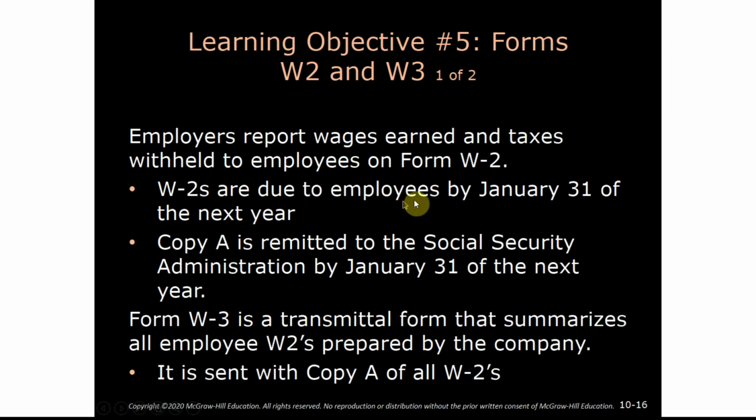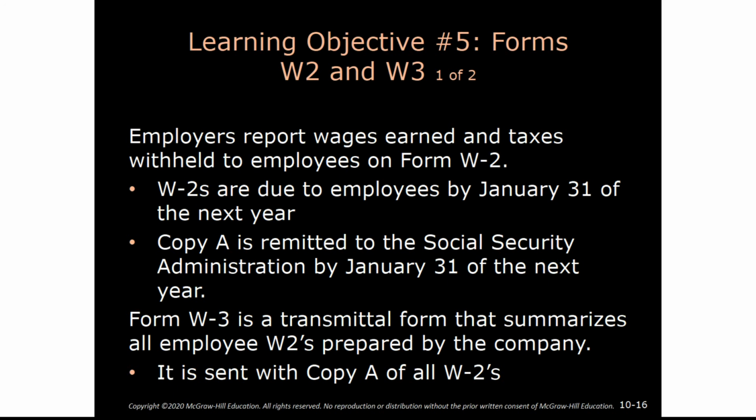Many of us are familiar with Form W-2. These are due by the employer to the employee by January 31st of the following year. And then Copy A is submitted by the employer to the Social Security Administration by the 31st of the next year. And Form W-3 is a transmittal form that summarizes all the employee W-2s prepared by the company, and that's sent with Copy A for all W-2s by the 31st of January of the following year.